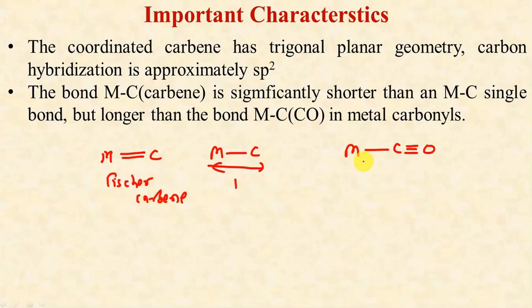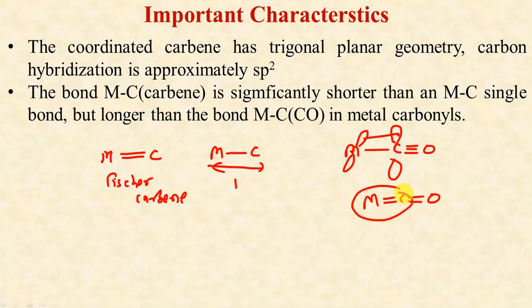But in case of metal carbonyls, we know that the metal has filled electron density, and the metal can transfer and share its filled d orbital electrons with the anti-bonding orbitals of carbon. So that's what is said here. In case of carbenes, the metal carbon bond is significantly shorter, meaning stronger, than a metal carbon single bond, but is longer than the metal carbon bond in carbonyls. It means in case of metal carbonyls, the metal carbon bond is the strongest. In carbenes it is stronger than a single bond, and in a metal carbon single bond it is the weakest as compared to metal carbene and metal carbonyl complexes.